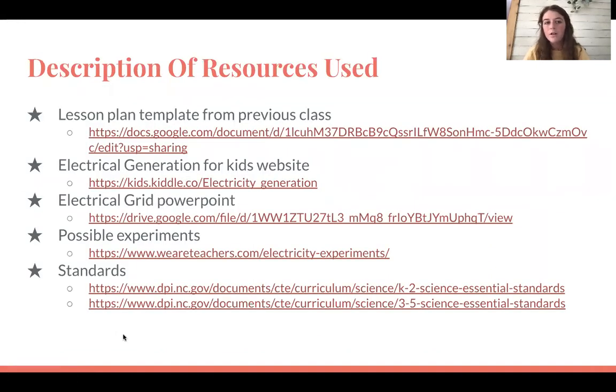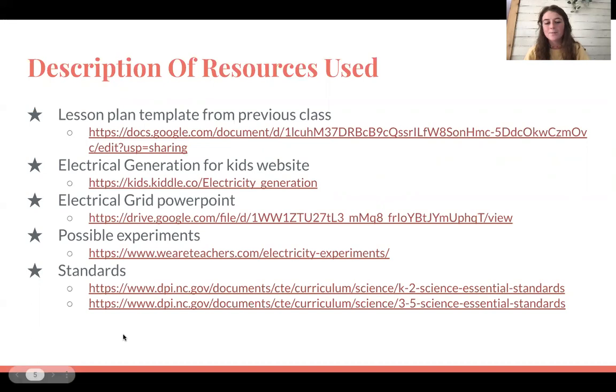So these are all resources that I want to use or have used. I have a lesson plan template that I used in a different class, and I'm just going to use that because it makes sense to me. And then I found an electrical generation website for kids, and I found it interesting because it puts it in simple terms. They also linked helpful videos. So I'm just going to take a look at all that and see what exactly I want to use.